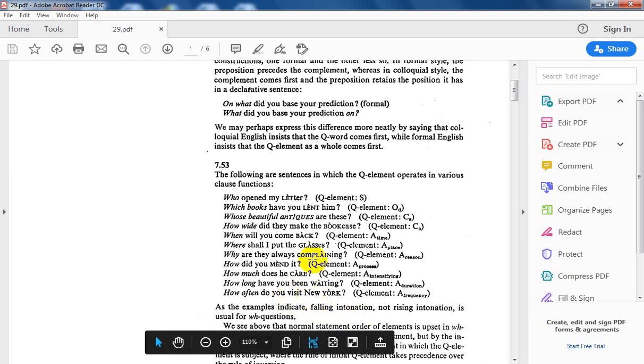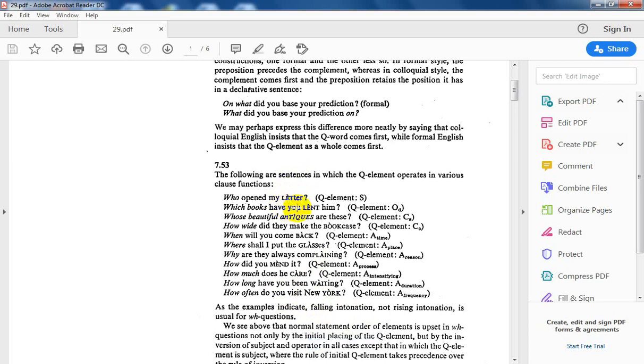Look at this one, please. Look at the intonation that we have. They all have falling intonation, in contrast to the yes-no question, which has rising intonation. Like the WH questions, I have falling intonation.